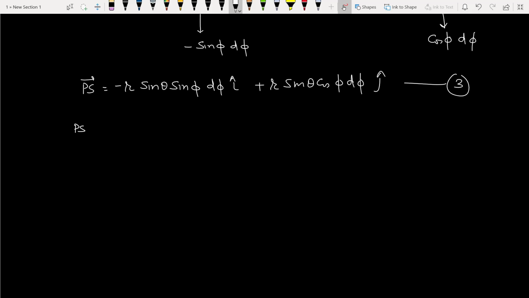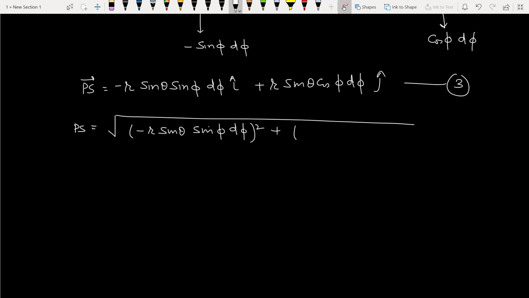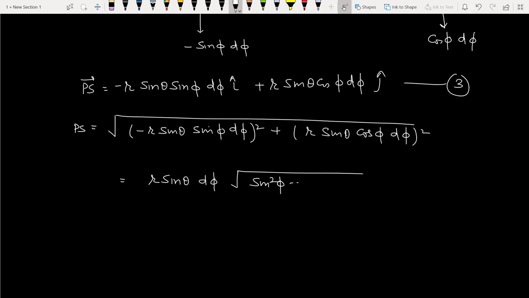Magnitude of PS vector is square root of first coefficient square plus second coefficient square. So common things in squares, r sin theta d phi, they come out. Inside we are left with sin square phi plus cos square phi, this is 1, so it will be r sin theta d phi. We mark it as equation number 4.